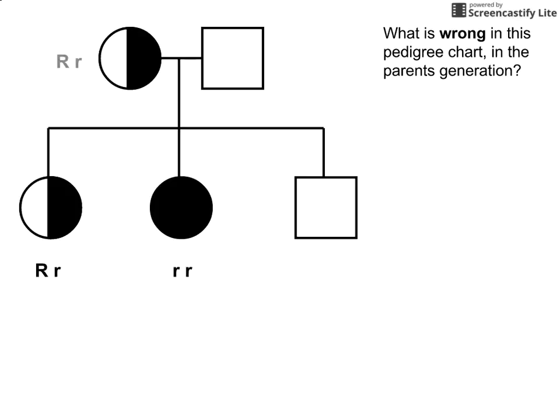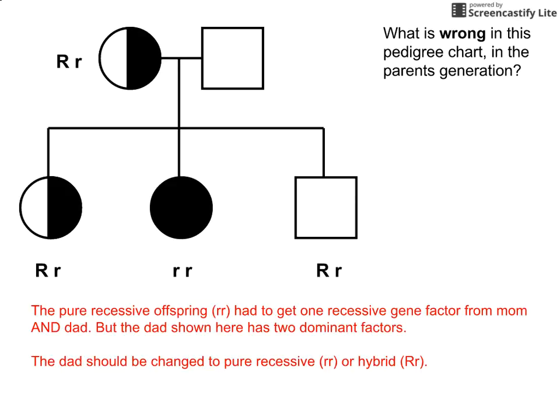So hopefully you were able to start assigning some genotypes to this pedigree chart. And you would have to note that a pure recessive offspring had to get one recessive gene from mom and one recessive gene from dad. And clearly, dad is pure dominant.